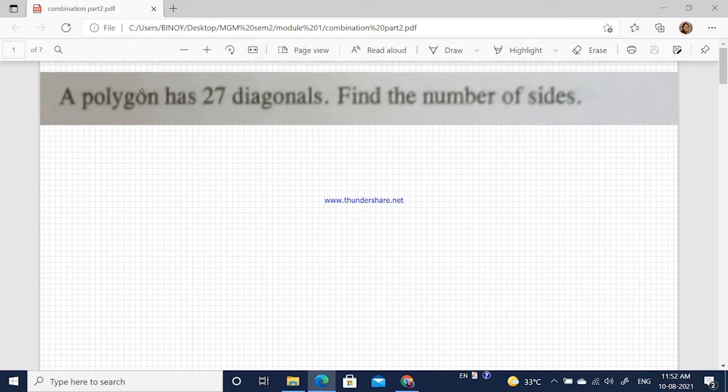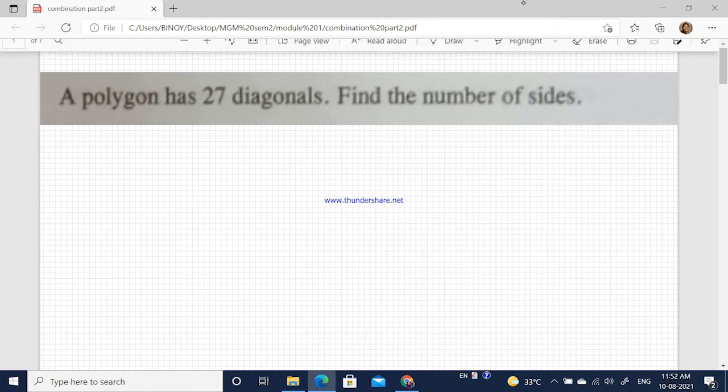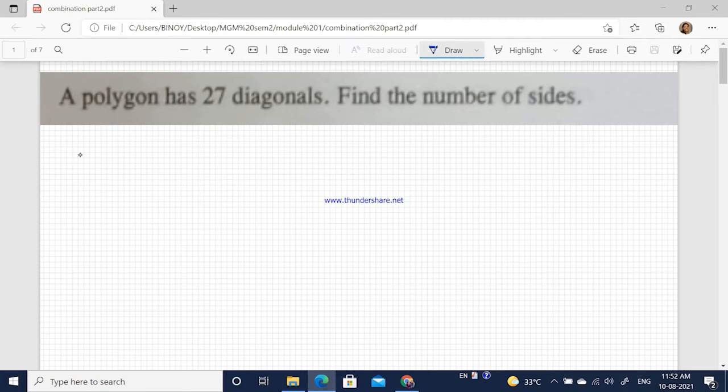So our question: we are given a polygon which has got 27 diagonals. We are now asked to find the number of sides. The general equation for finding the number of diagonals is n into n minus 3 by 2. This is the formula. If you have the sides, we will be able to find the diagonals by putting the value in this equation. So let's consider this in another way.